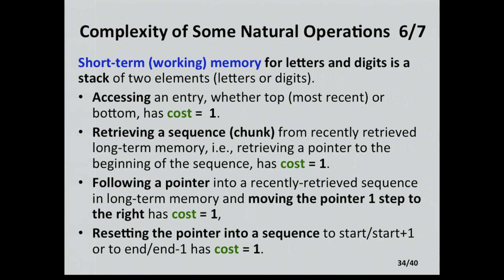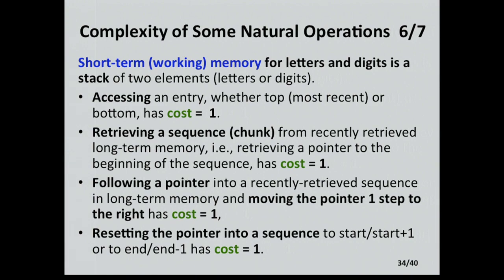Okay, short-term working memory for letters and digits is a stack of 2 elements. Accessing an entry, whether top or bottom, has a certain cost. Retrieving a sequence has a certain cost. Here I'm talking about the kinds of operations that you can perform in your head and the cost. Like you have a pointer to some letter in the alphabet, what's the next letter? Boom, that costs 1 step. Provided, of course, you've got the alphabet in your head. It wasn't always clear that they did have the alphabet in their head, but anyway.